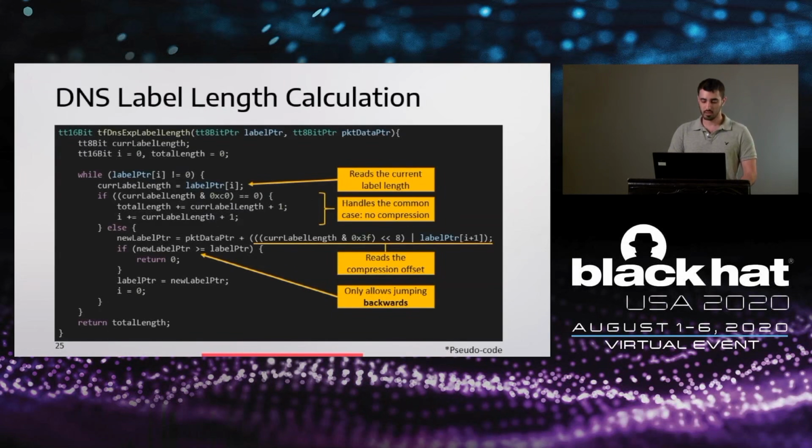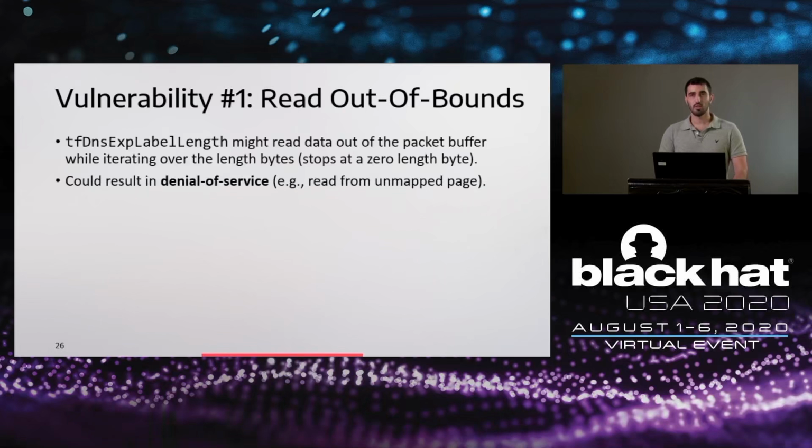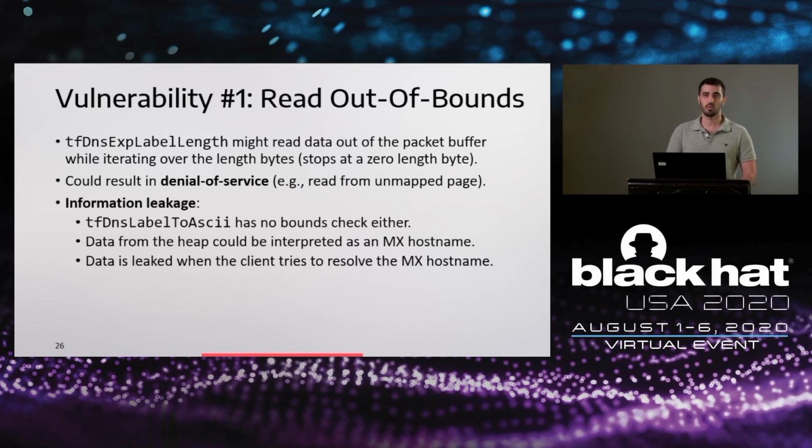As you can see, expand label length is not aware of the bounds of the packet buffer. This led us to the first vulnerability, a read out of bounds vulnerability. This vulnerability could result in a denial of service if, for example, while iterating over the length byte, we read from an unmapped page. But more interestingly, it can lead to an info leak. tfDNS label to ASCII, the function that does the copying, has no bounds checks either. This means that data from the heap could be interpreted as an MX hostname. This MX hostname is later resolved by the client in an attempt to get an IP address. So this means that data is leaked inside the MX hostname itself. This vulnerability affects Treck version at least 4.7 and was fixed in later versions. We don't know the exact date they fixed the vulnerability, but nonetheless, the vulnerability is still found in the wild due to the complex supply chain effect.